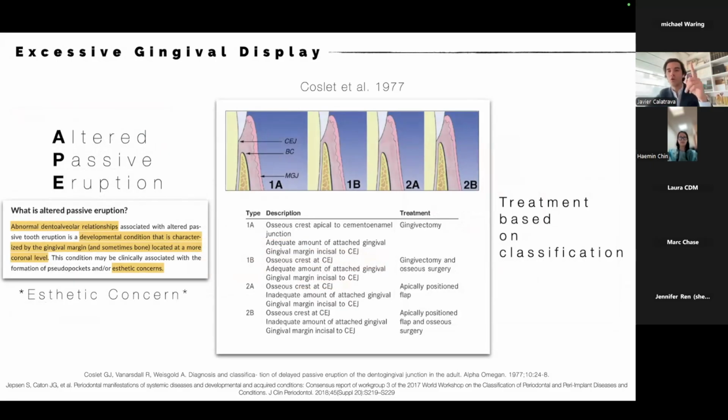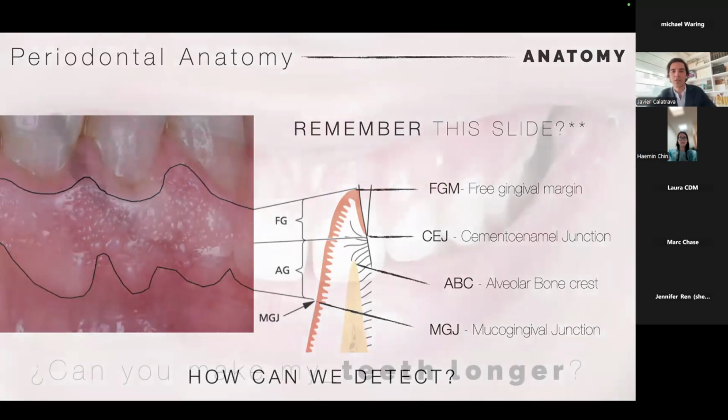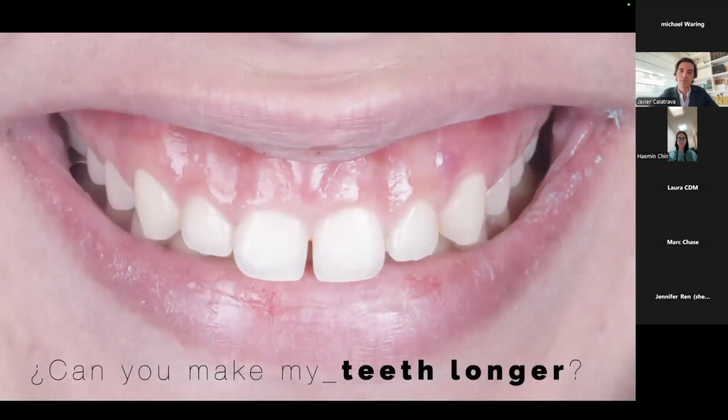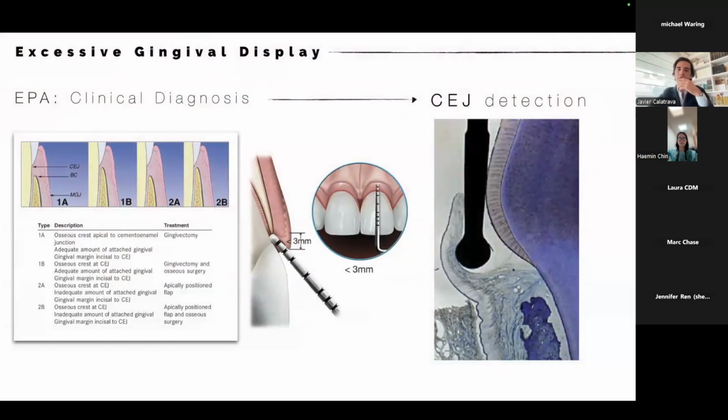Remember, on those same structures that we saw in the beginning, the free gingival margin, the CEJ, the bone crest, and the mucogingival junction, which are the same anatomical references that we saw in the beginning. But now we need to see how can we detect these references clinically when this patient arrives and asks us if we can make their teeth longer. Which of these references can you see? Can you see the CEJ? Can you see the gingival margin? Can you see the alveolar bone crest? And how predictable are we detecting these references?